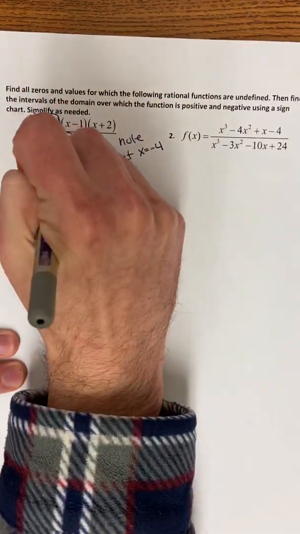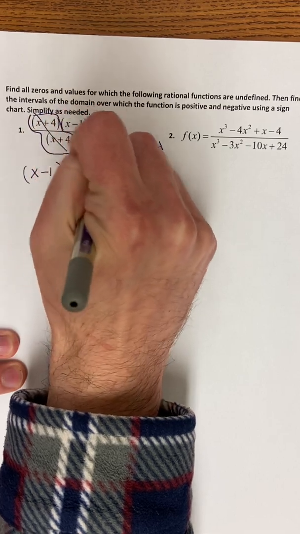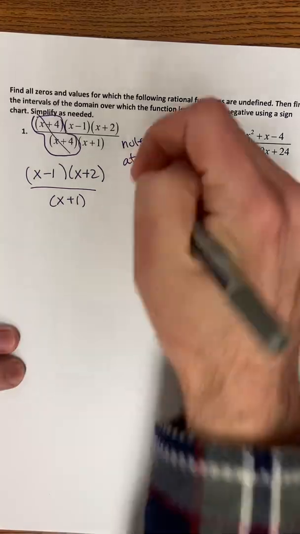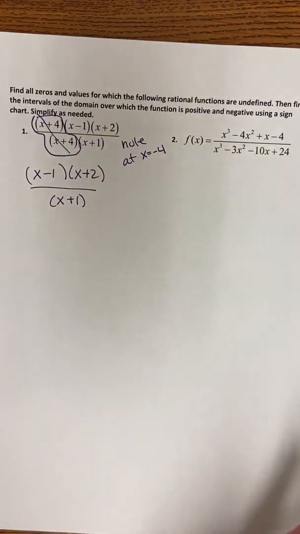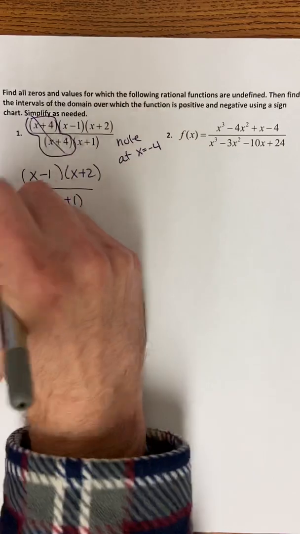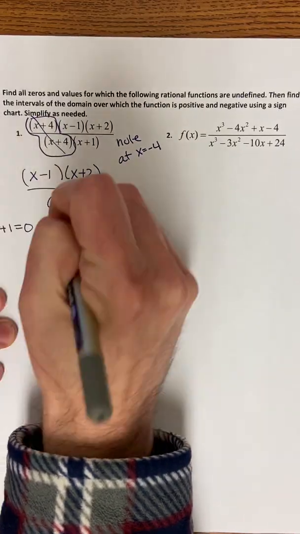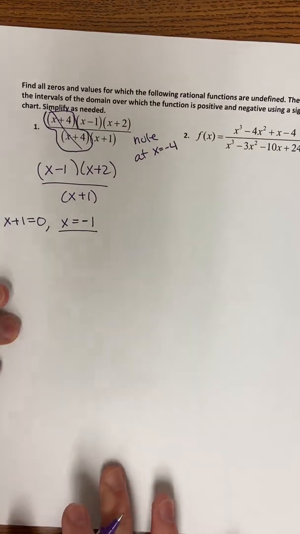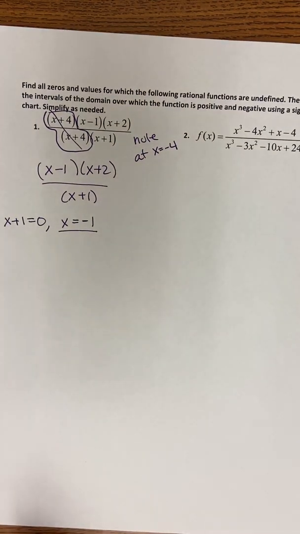So you have x minus 1 times x plus 2 over x plus 1. But as a note, at negative 4, it's not defined, even though it's not an asymptote. So that's potentially a value where it's undefined. The other place where it is not defined is when our denominator is 0. So when is x plus 1 zero? When x equals negative 1. So that gives us potential critical values for our positives and negatives.